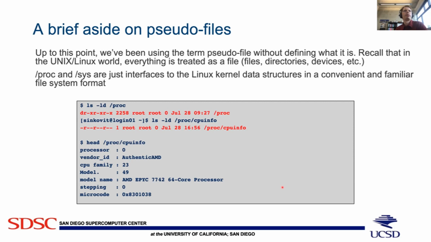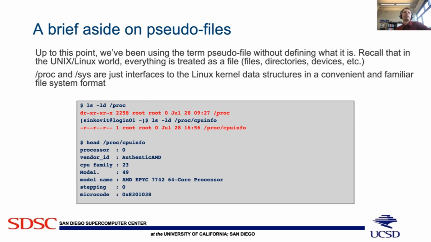Right, here is a brief aside on pseudo files. I just mentioned it before, but haven't defined it, so it's good to know. Recall that in the Unix or Linux world, everything is treated as a file. So we have files, directories, devices, etc. Everything is a file. So proc and sys are just interfaces to the Linux kernel data structures in a convenient and familiar file system format, right?